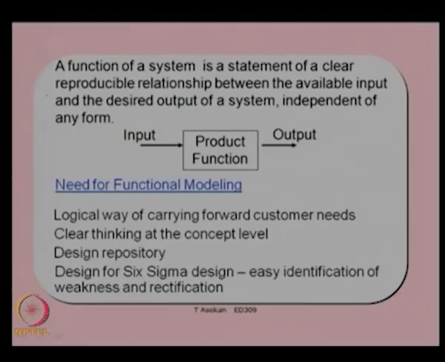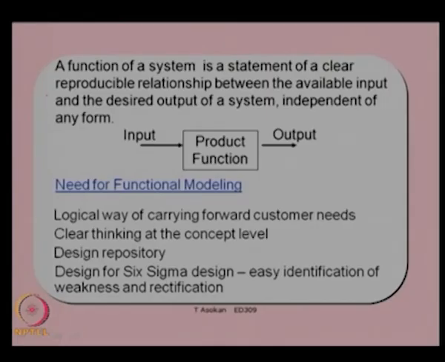So, we are studying the development of the system. So, we will get a very clear idea of what the system should do or what the system must do in order to provide the outputs, and it acts as a design repository for future developments also. So, once you have these functional blocks for particular input and output, the same can be used for other systems also. So, these functional blocks basically act as a design repository for future developments, and of course, it can be used for Six Sigma design or easy identification of weakness and rectification.